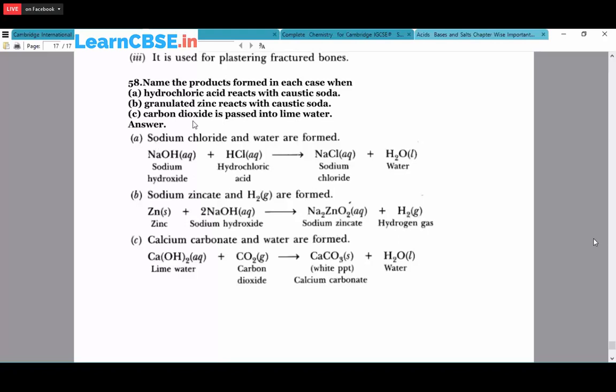Carbon dioxide is passed into lime water. The lime water is calcium hydroxide plus CO2. It forms CaCO3 plus water.